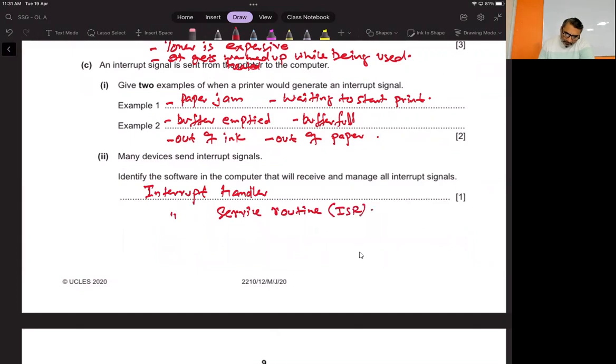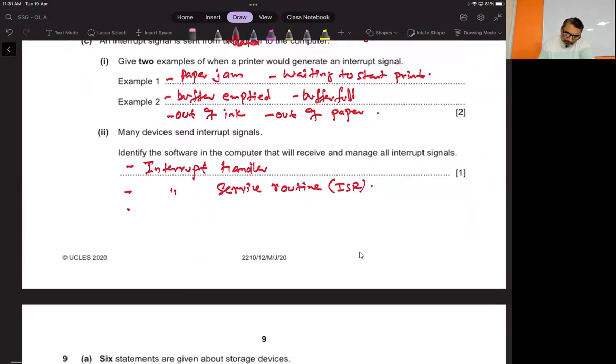ISR. Or if you don't remember that, just put operating system. Okay, you can just put operating system.